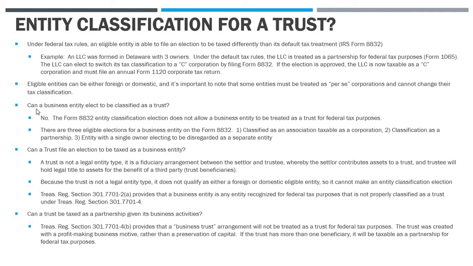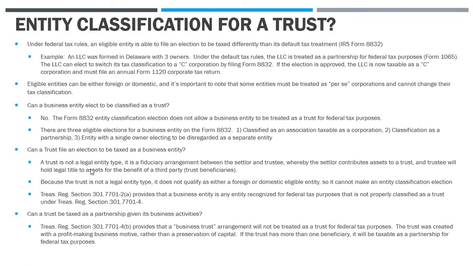So back to the question at heart here: can a business entity elect to be classified as a trust? Short answer is no, not really. If you look at the election form itself, there is no option on the Form 8832 to elect to be treated as a trust for federal tax purposes. There are only 3 options. You can elect to be classified as an association taxable as a corp, so that's a C corporation. You can elect to be classified as a partnership, or you can elect to be a disregarded entity if you have one owner. So you've got those 3 options there. There is no trust option. And so let's get into why that is.